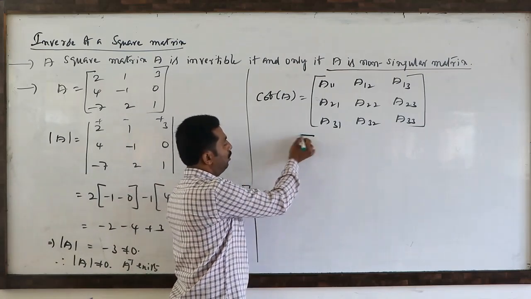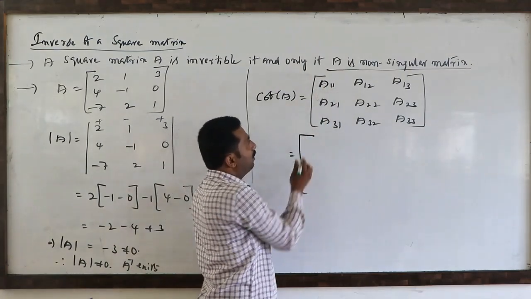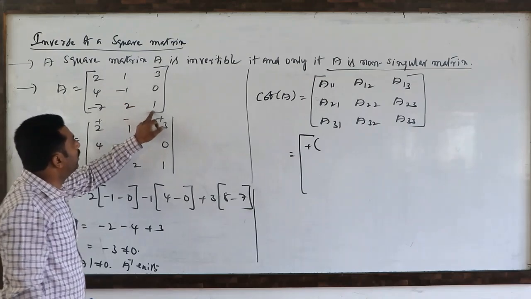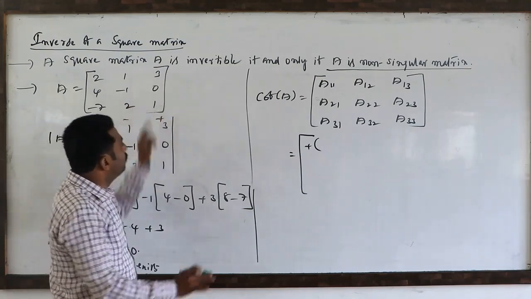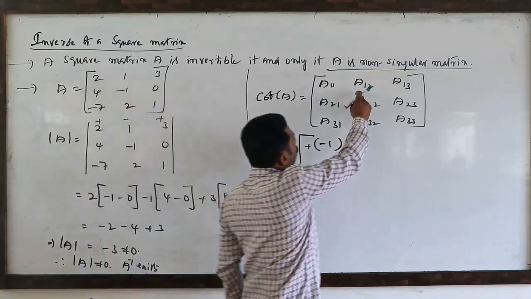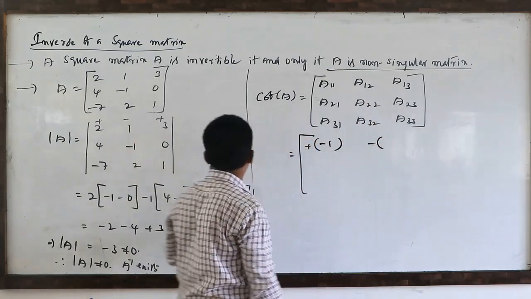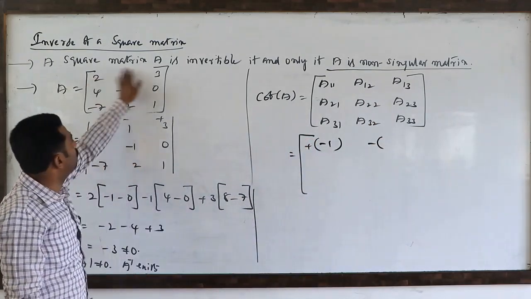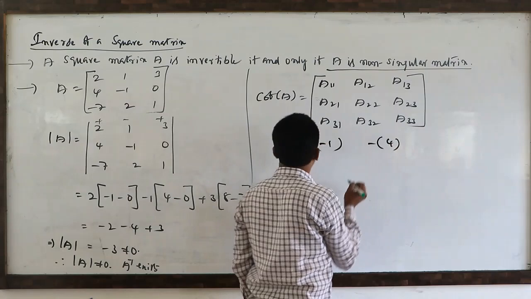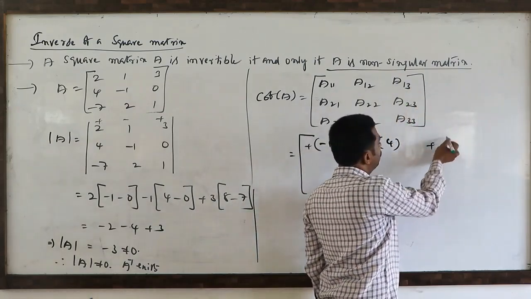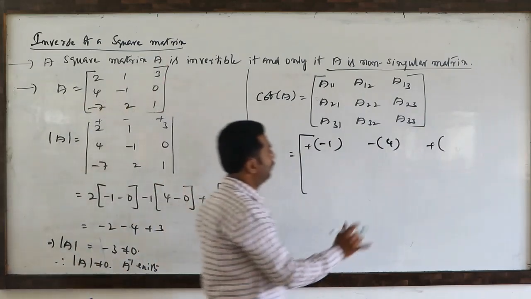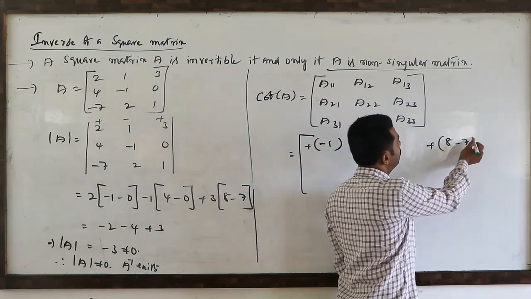You observe. A11 means 1 plus 1, 2, even number, plus sign. You delete first row, first column, means minus 1, minus 1, minus 0. So this will be minus 1. Next, 1 plus 2, 3, odd number means minus symbol. First row, second column you close. 4 minus 0, this will be 4. Next, 1 plus 3 means 4, this is positive sign. First row, third column you close. 8 minus 7.